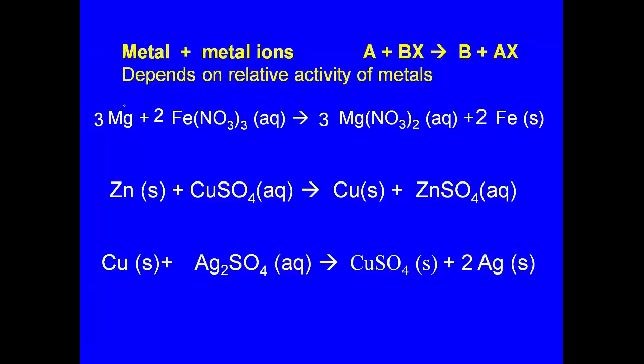So magnesium is a metal, iron's a metal. So magnesium's by itself, iron is with nitrate. But look at what happens over on this side. Magnesium is now with nitrate, iron is by itself. Okay, zinc is by itself, copper is in a compound, but on the other side, copper is by itself and zinc is in a compound.